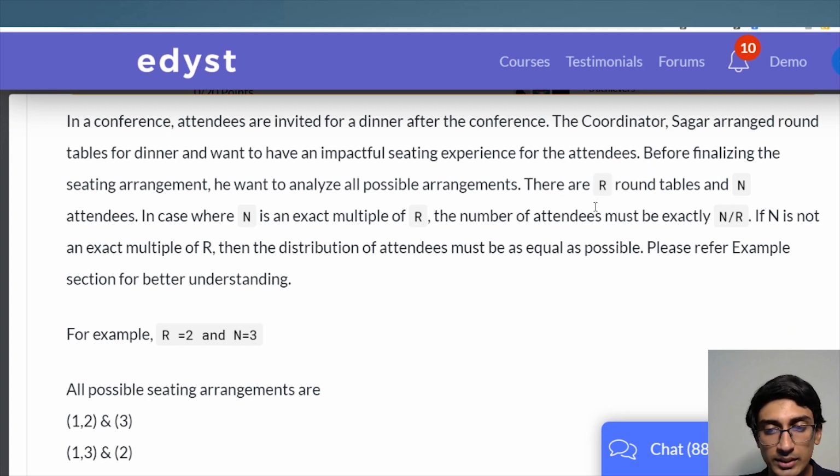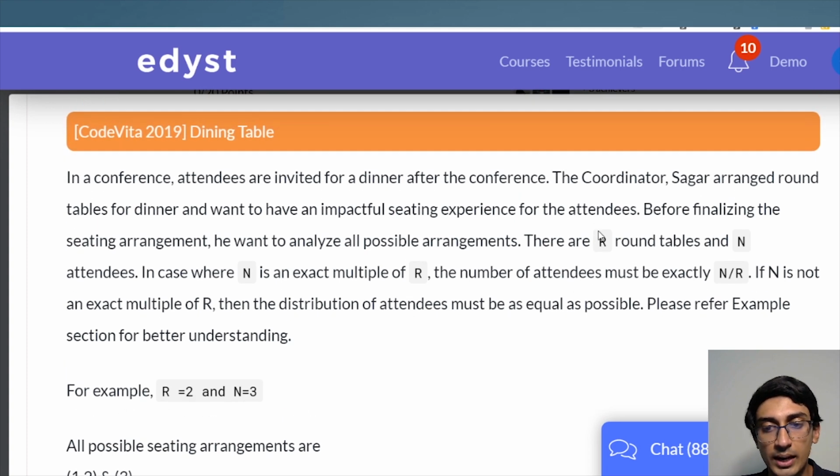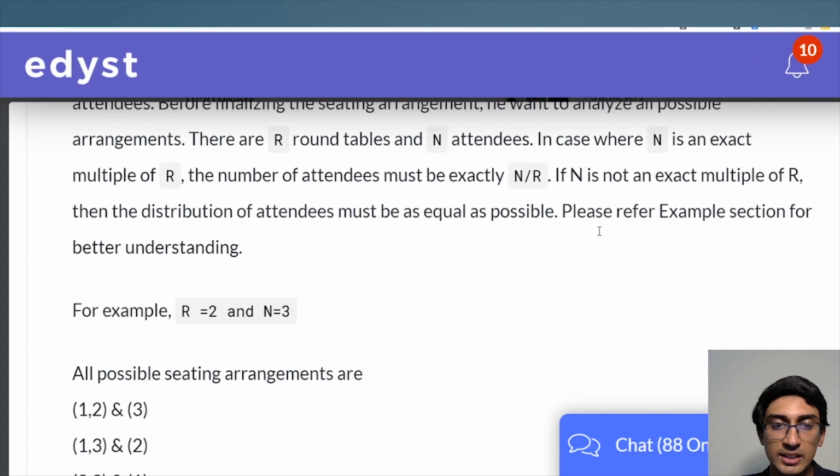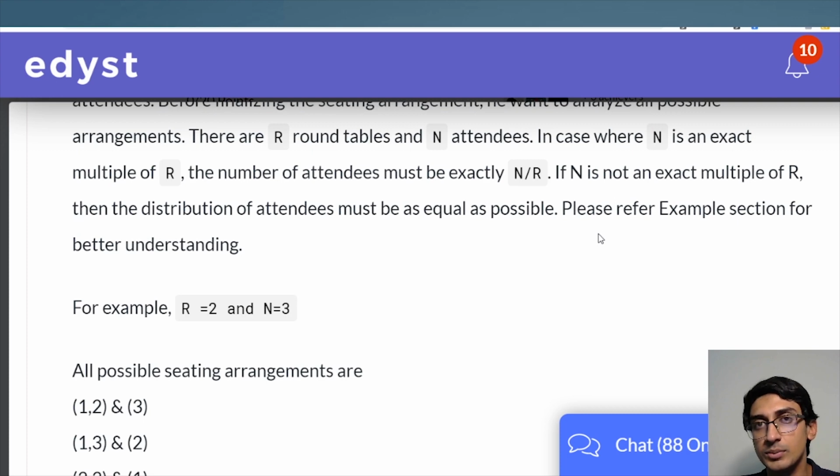So there are round tables and n attendees. And what we have said is if there were exactly the exact number of tables for attendees, then we are good to go. So for example, if there are 5 attendees and there are 5 tables, each one of them sits in their own table, right? So everybody is happy. But if not, then we have to divide them in such a way that we make it the most equal possible.